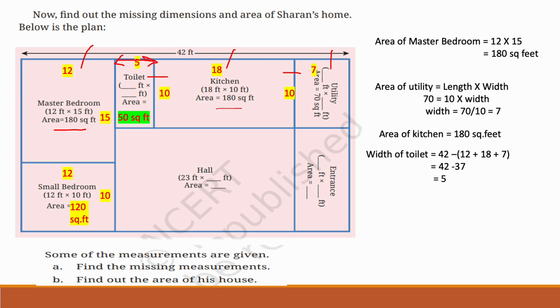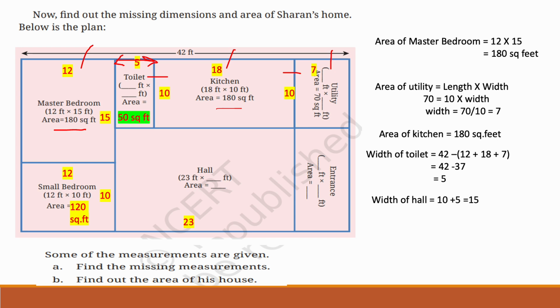So, 12 length, width is 10 for small bedroom. Next one, hall. Length is given as 23 feet. We have to find the width and area. Width of hall is 10 plus 5, that is 15.